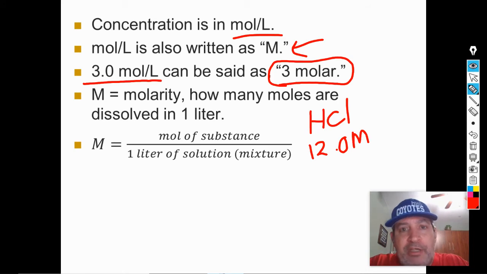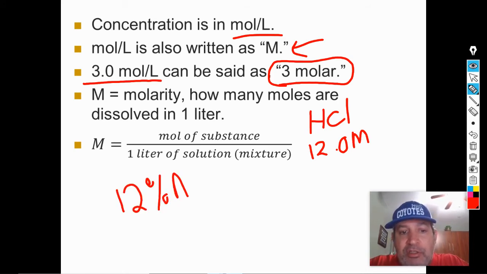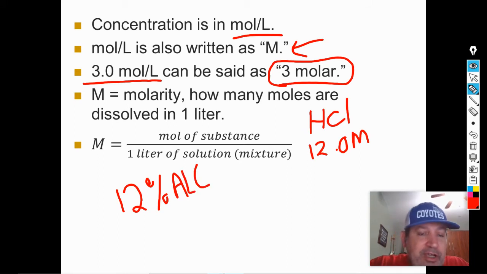But in wine, a lot of wines are around 12% alcohol. And that means out of that solution, 12% of it is alcohol. And the rest of it is mostly water and some other compounds that are in there that give it the flavor and the look and the color. So 3 molar is kind of like that. It's how much stuff is in there that we're looking at.